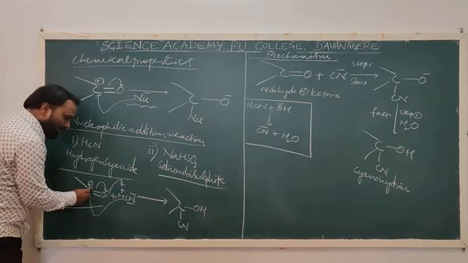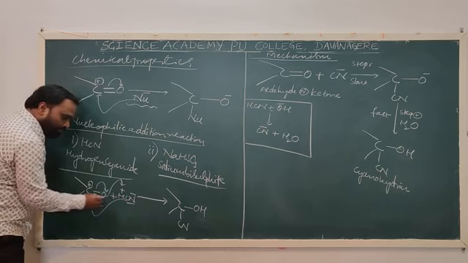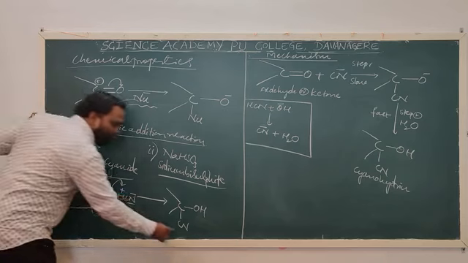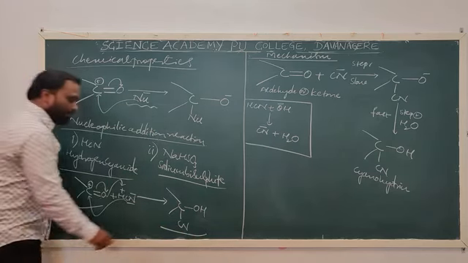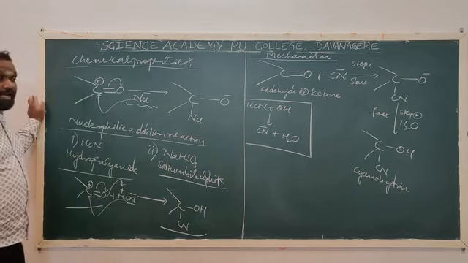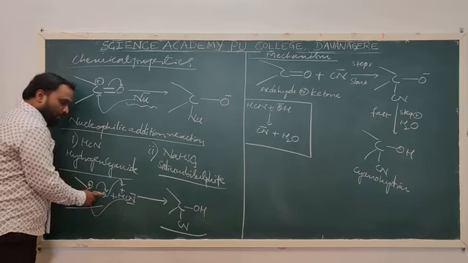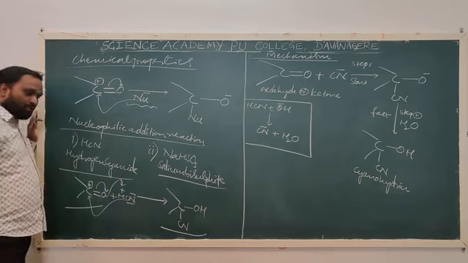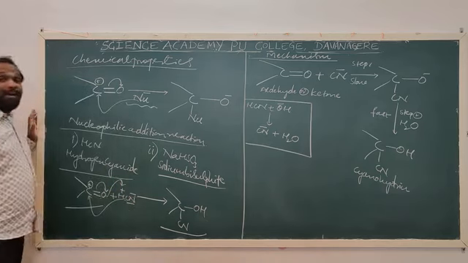So this positively charged carbon atom attracts this nucleophile, that is CN minus, and this O minus attracts this H plus, forming the C(OH)CN. Now these compounds are called cyanohydrins. So either an aldehyde or a ketone undergoes addition reaction with hydrogen cyanide and gives the corresponding cyanohydrin.